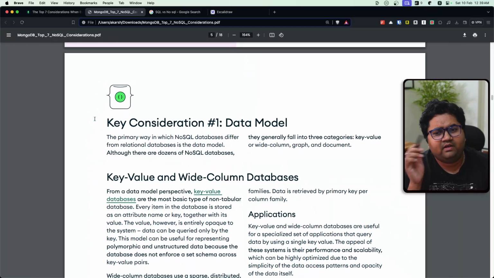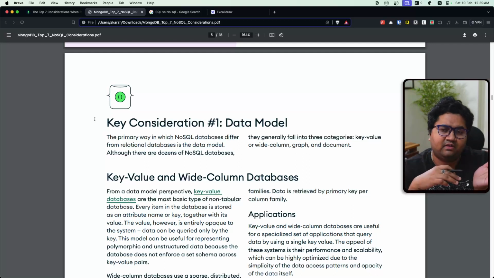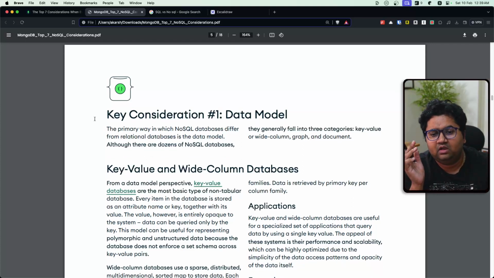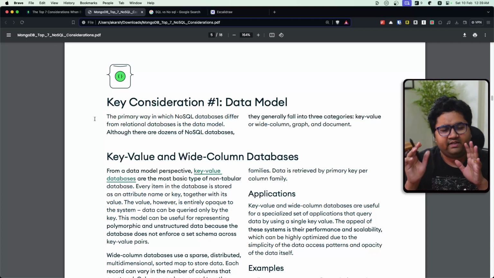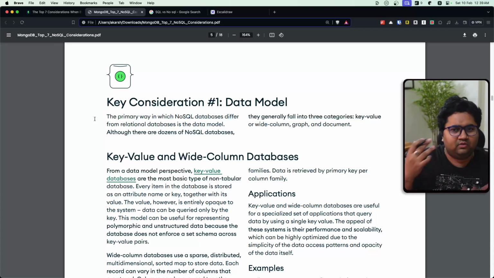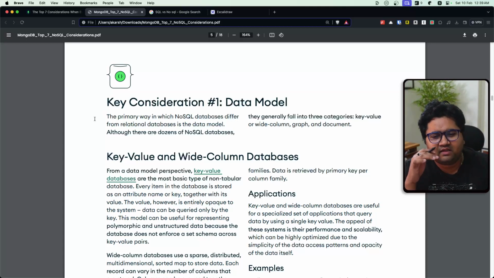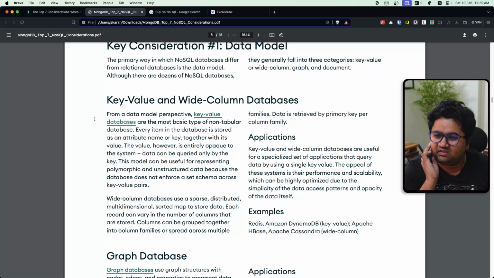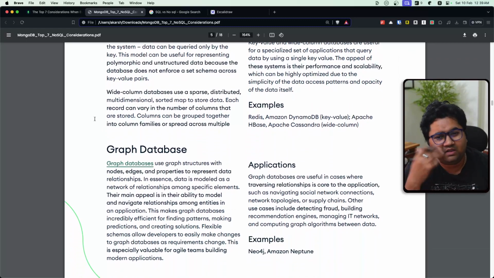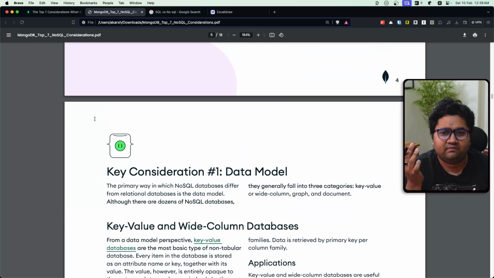So the first parameter, which is the data model, essentially is the key differentiating factor in how NoSQL databases differ from relational databases. You could think of key value as the most primitive form of non-tabular databases. So you have tabular and then you have key value, and that's how this is represented. It can obviously specialize into multiple different kinds like graphs and stuff like that. The typical examples would be Amazon DynamoDB, Redis, HBase, Cassandra, etc. There are multiple different kinds of key value databases and data models available.